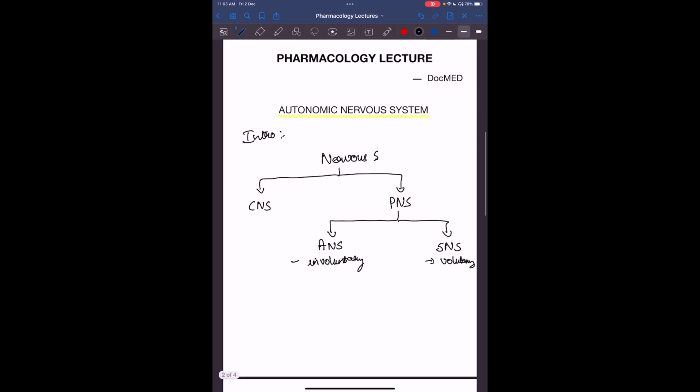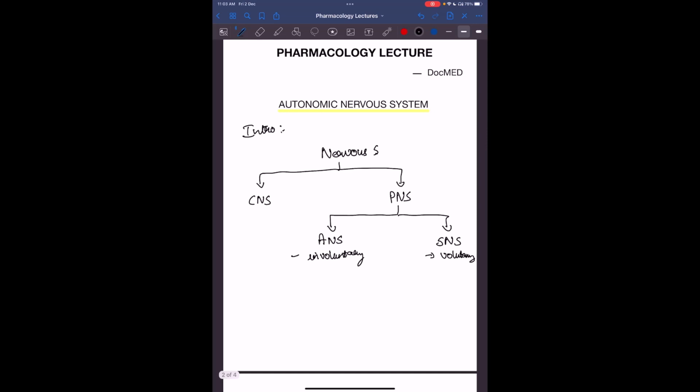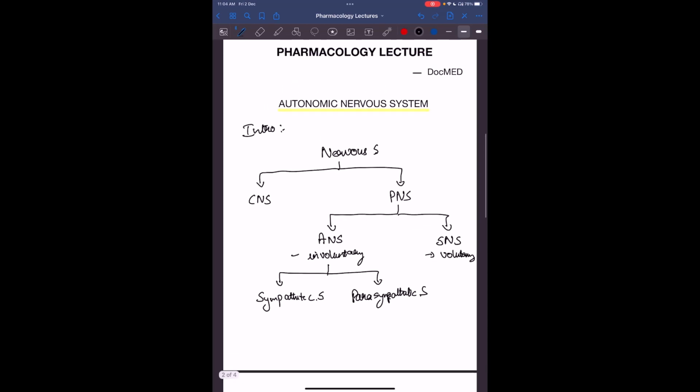Okay, and this autonomic nervous system is again subclassified into two parts, that is the sympathetic system and the parasympathetic systems. Okay, now this chapter, we'll be dealing with the autonomic nervous system mainly in these lectures.